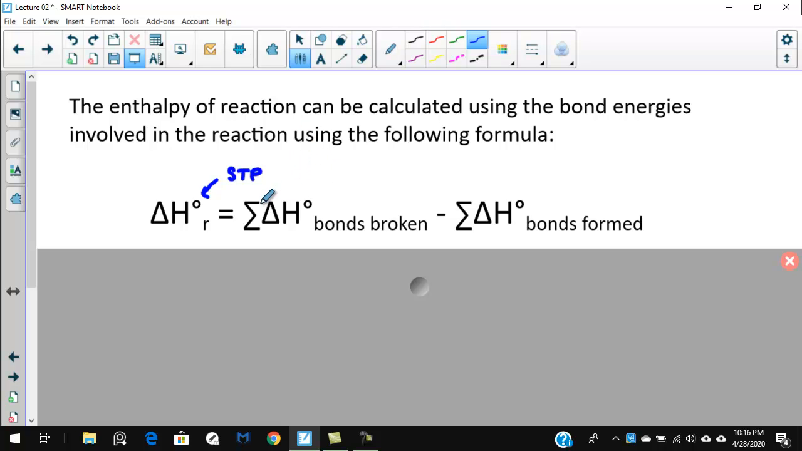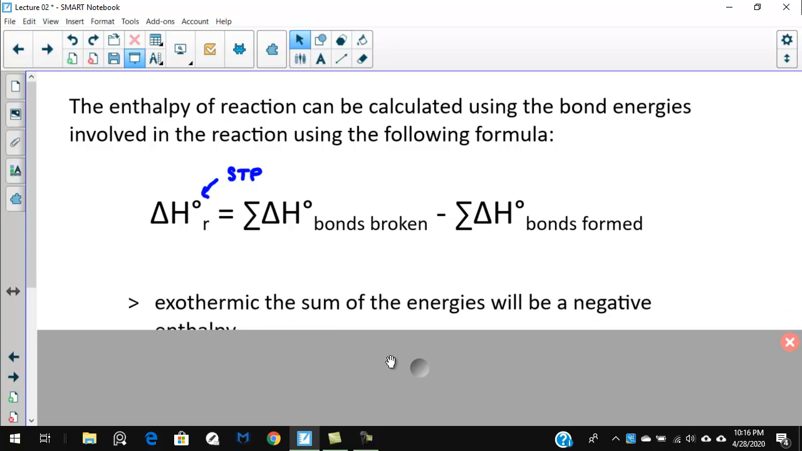Right? This funny E shape means the sum of. So we want to take the sum of all the enthalpy changes required to break bonds, and we want to subtract all the enthalpy changes that happen when bonds are formed. So it's the sum of the enthalpy of the bonds being broken minus the sum of the enthalpy changes in the bonds being formed. Okay, so that's the formula. You've just got to memorize that. That's something to keep in your toolbox.